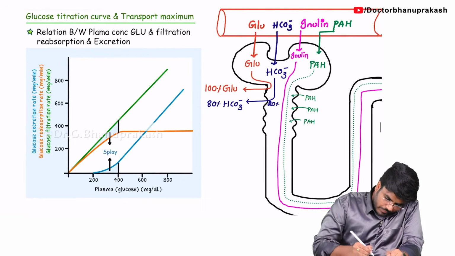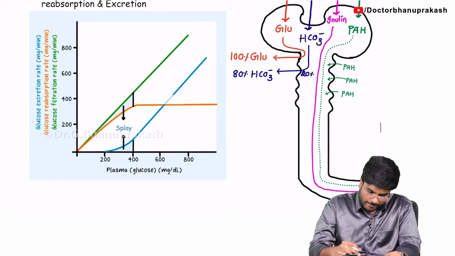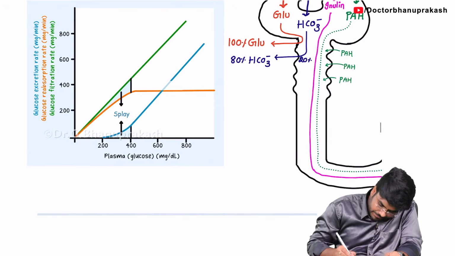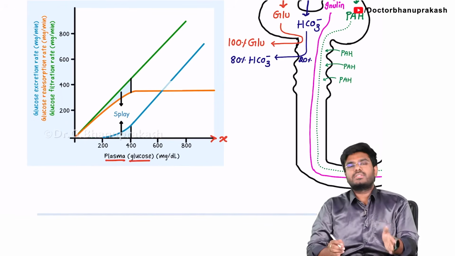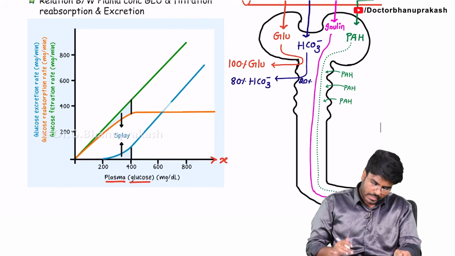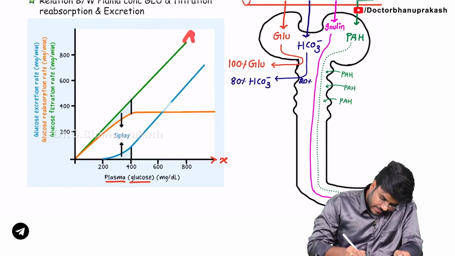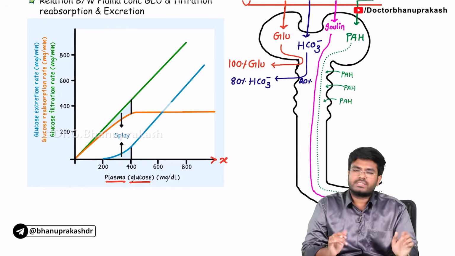Guys, here I am showing you the glucose titration curve and the transport maximum. First of all, look at the x-axis. I am talking about the plasma glucose value, like how much is there: 100, 200, 300, 400, something like that. Now here I am showing you 3 curves. One is A, B, C. Let's say 3 curves are there, 1, 2, 3 you can say.